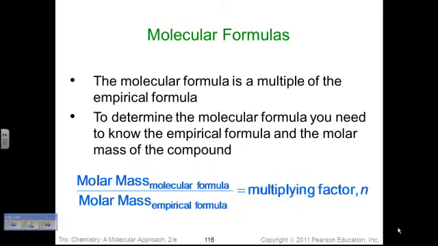But if we do need to multiply that empirical formula by some factor to find its molecular formula, we simply multiply it by the factor we call N. What's the target molecular mass of our molecular formula? What's our empirical formula mass? And see what that multiplying factor ends up to be. Let's take an example and make this make more sense for us.